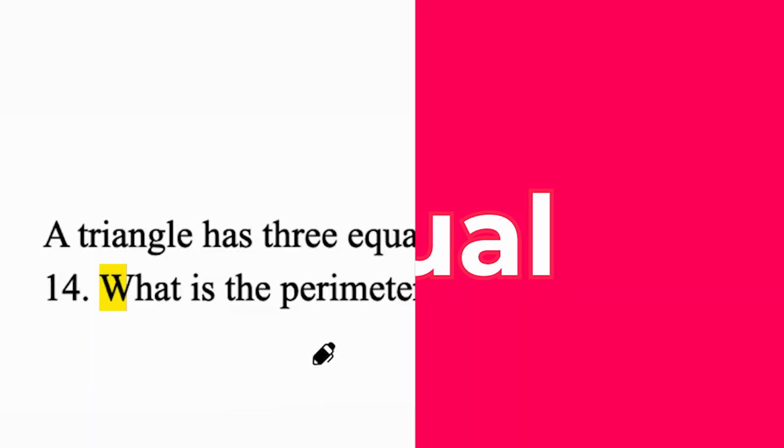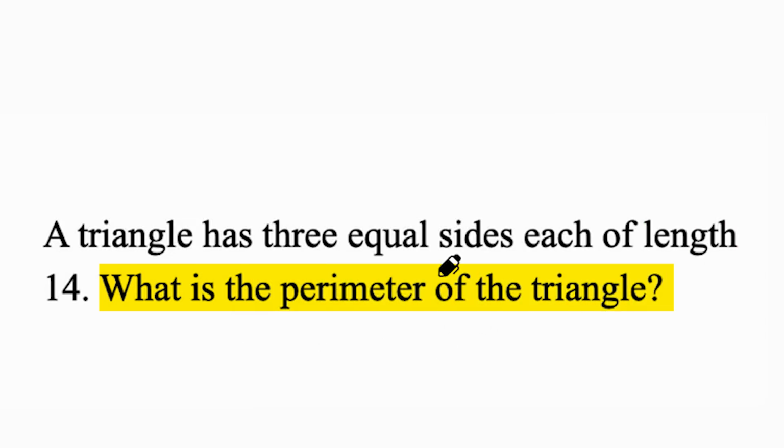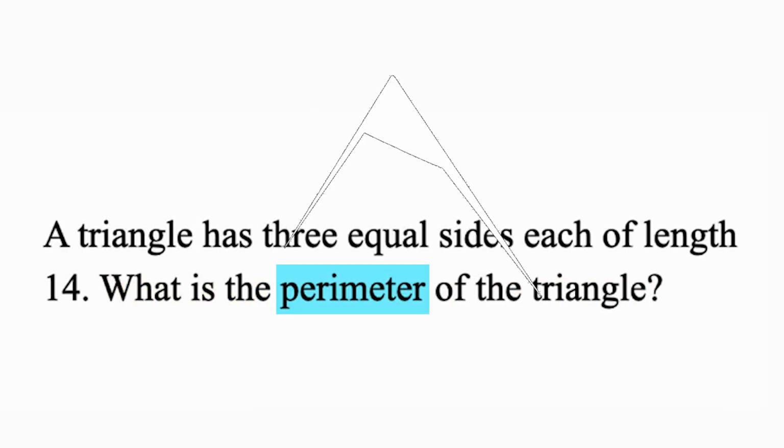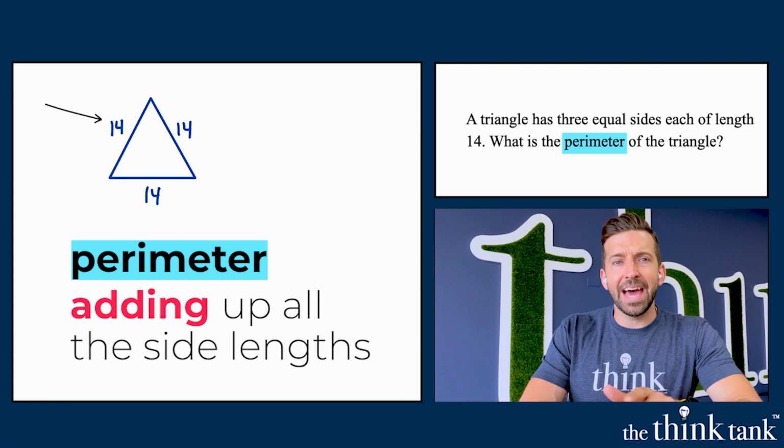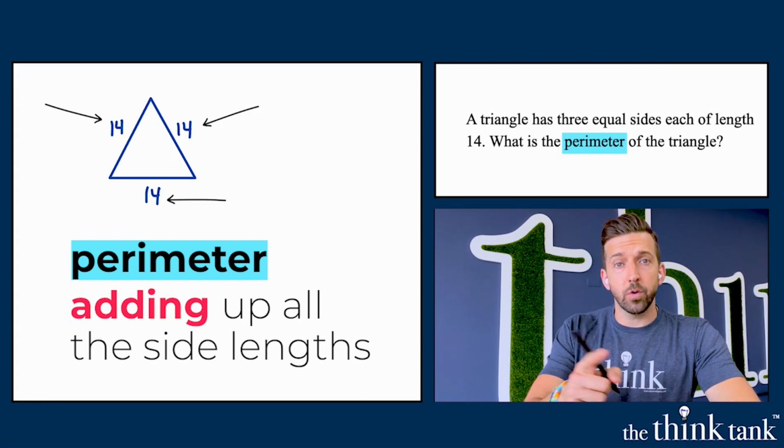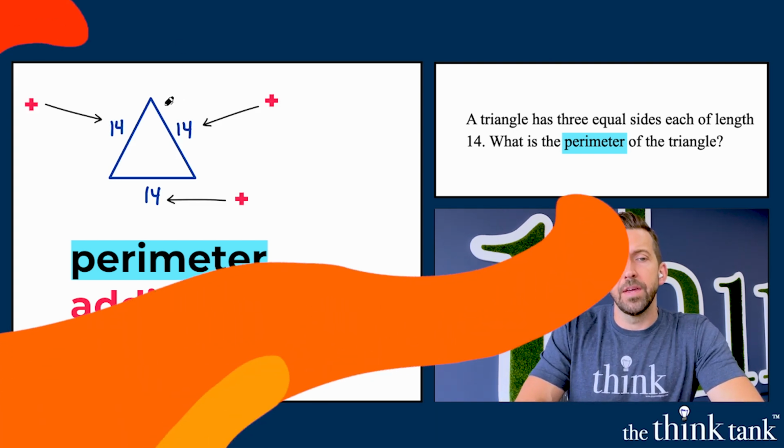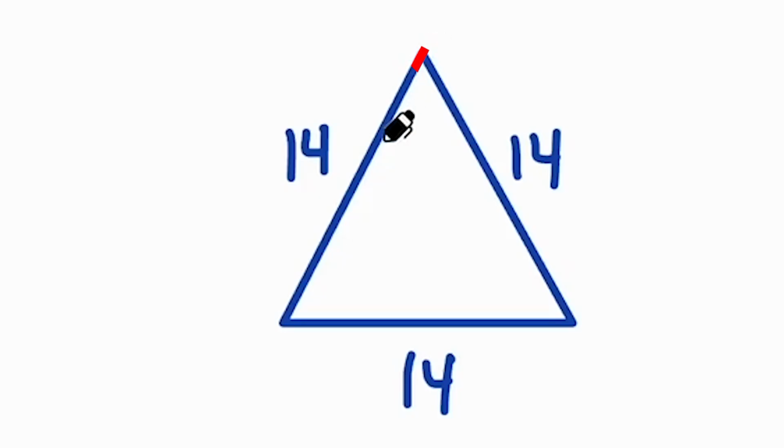Now the question, what is the perimeter of the triangle? Okay, well, here's where we have to know the word perimeter. You remember what perimeter is? Perimeter means adding up all of the side lengths to get the total distance around a particular figure. So for example, I'm going to say this length is 14, and I'm going to have to add that to this length, which is 14, and add that to this length, which is 14, to get the perimeter.